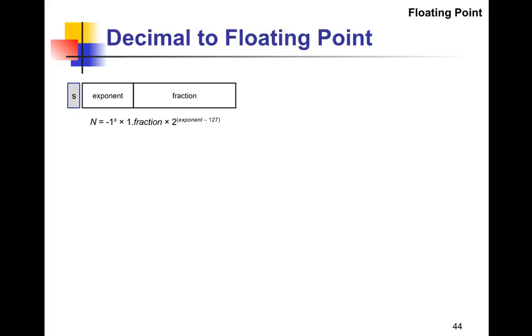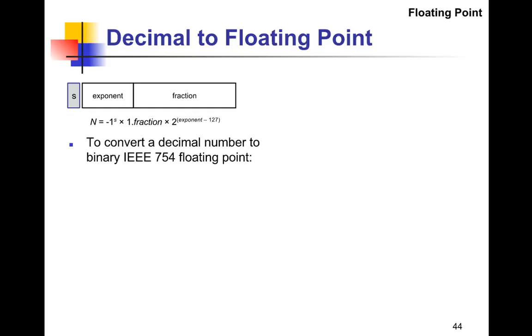So now we'd like to convert decimal to floating point, now that we know how to convert floating point to decimal. So basically we want to start out with a number and come up with that way of encoding it. So we're trying to convert a decimal number to IEEE 754 floating point.